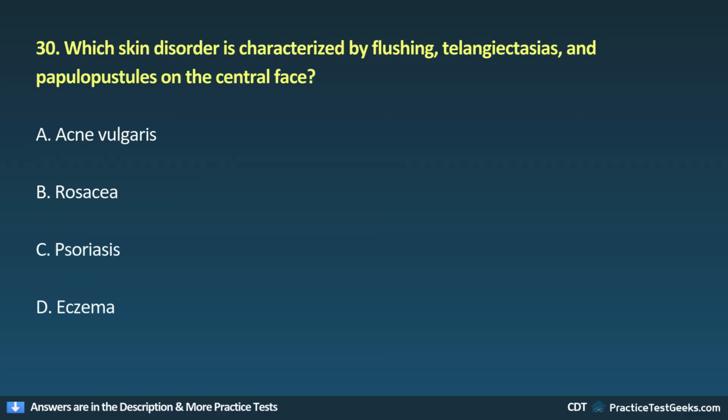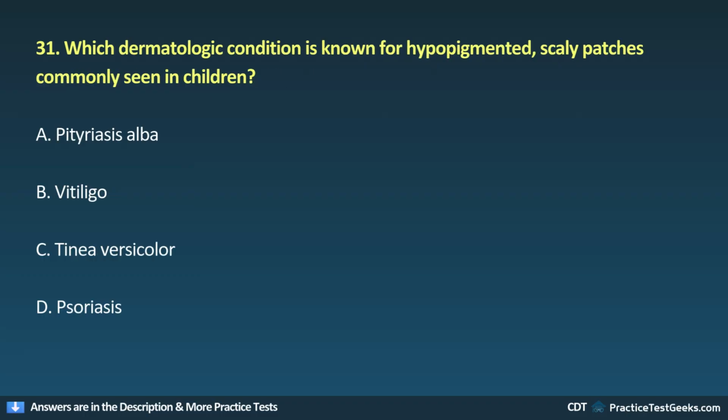30. Which skin disorder is characterized by flushing, telangiectasias, and papulopustules on the central face? A. Acne vulgaris. B. Rosacea. C. Psoriasis. D. Eczema.